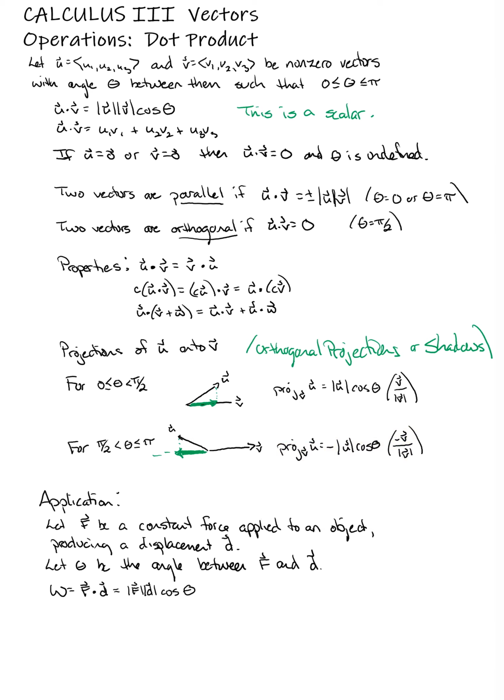There is an application. If F is a constant force applied to an object producing a displacement of d, and we have this angle theta that is between those two, turns out work is what we're looking at. That is defined to be the dot product between F and d, the force and the displacement vectors. Of course, that is the magnitude of F times the magnitude of d times the cosine of the angle between the two. And there you go. Enjoy!